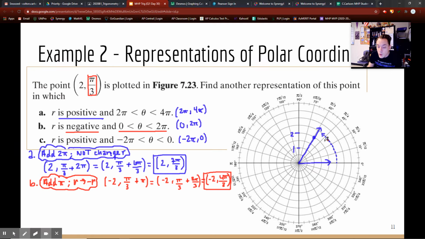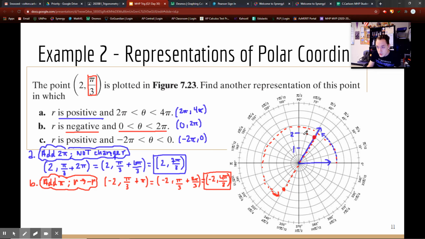What is that? Well, 4 pi over 3, watch. If I do 4 pi over 3, it's right here. Yes, that's 4 pi over 3. And then the 2 is roughly right here. Okay, so it would be right there. But since it's a negative r, what happens is it goes on the opposite ray, which gives me the point back. Okay, so it's a multiple representation. Make sense? So it's very similar to coterminal angles in that regard.